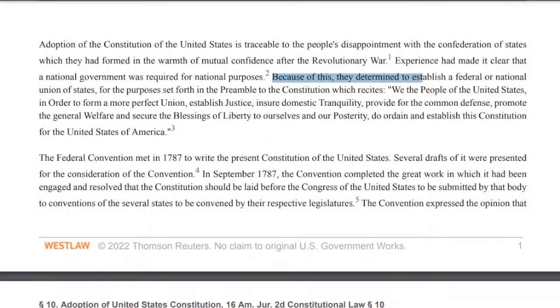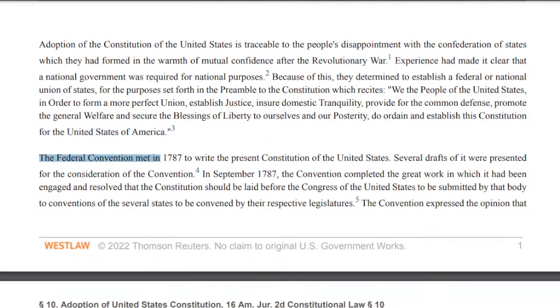Because of this, they determined to establish a federal or national union of states for the purposes set forth in the preamble to the Constitution, which recites, "We, the people of the United States, in order to form a more perfect union, establish justice, ensure domestic tranquility, provide for the common defense, promote the general welfare, and secure the blessings of liberty to ourselves and our posterity, do ordain and establish this Constitution for the United States of America."